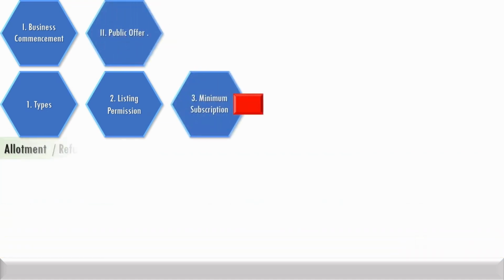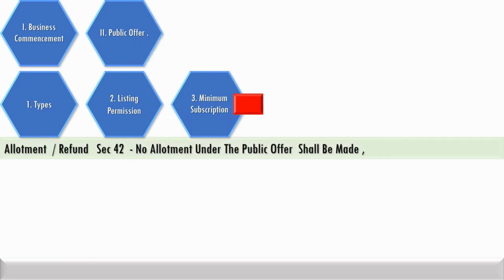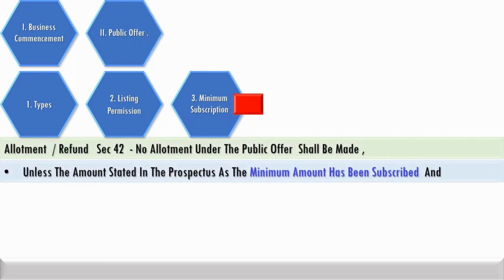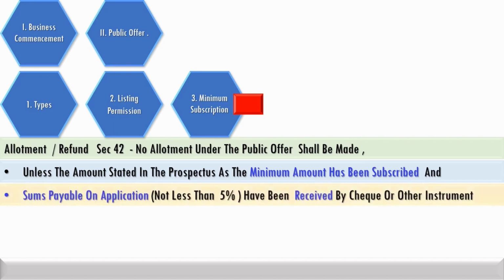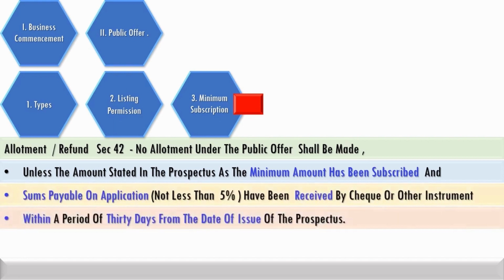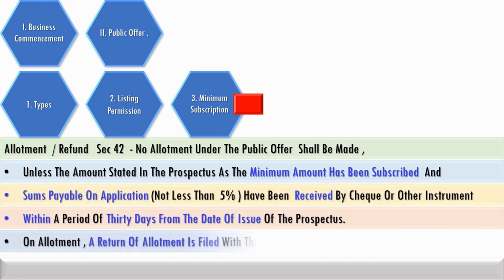A company making public offer has to receive minimum subscription within 30 days of issue of prospectus. It should also receive the application money on the minimum subscription, which is not less than 5% of the face value of such shares during the same period. Once these 2 conditions are fulfilled, the company can proceed with the allotment and file a return of allotment.